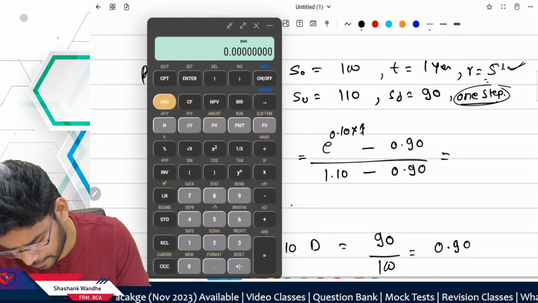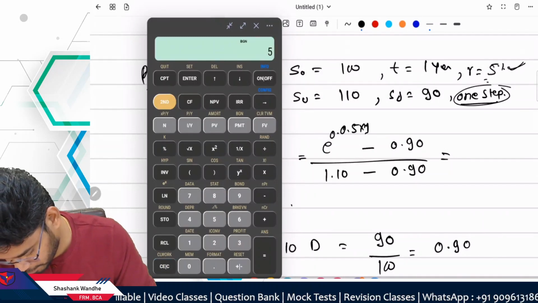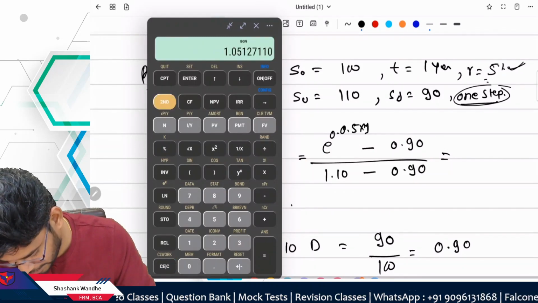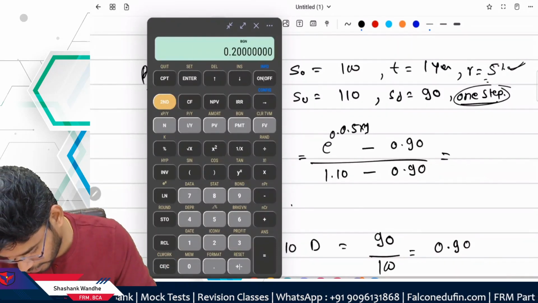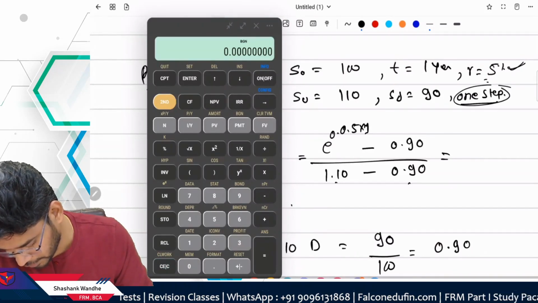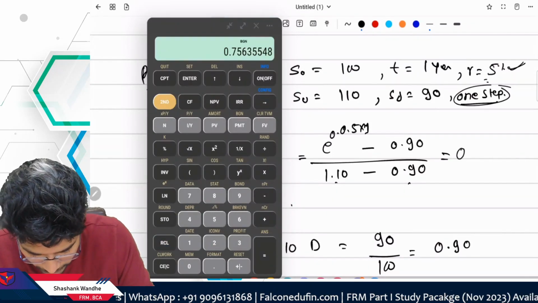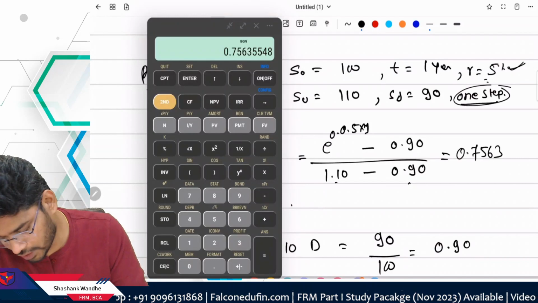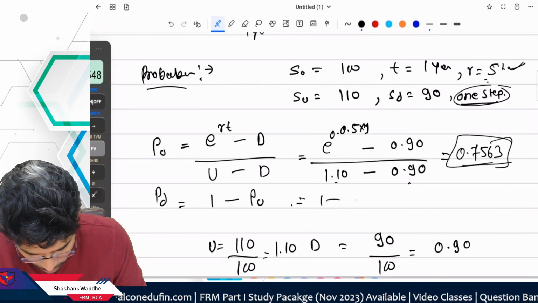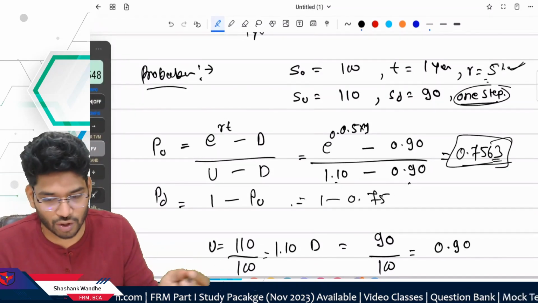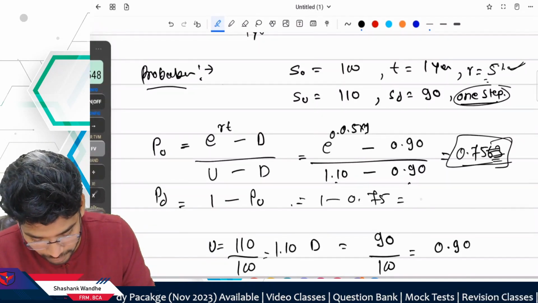We have to solve this again. 0.05 second exponential minus 0.90, whatever is the answer, store it in 1. We already know 0.20 is the denominator. So simply recall 1 divided by recall 2, and the answer is 0.7563. That is the probability of upward movement. What is the probability of downward movement? 1 minus 0.75. I'm just rounding this off. 0.75 assumed, so this is 0.25.